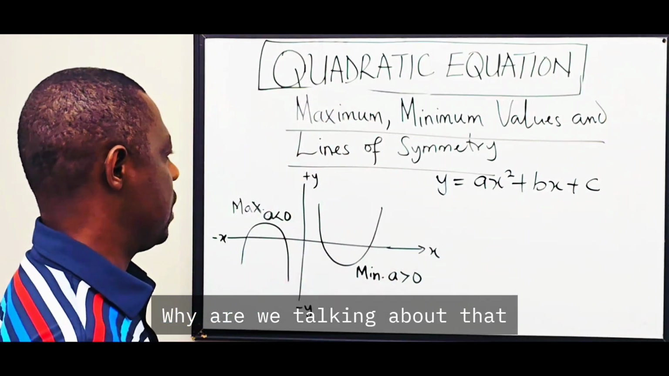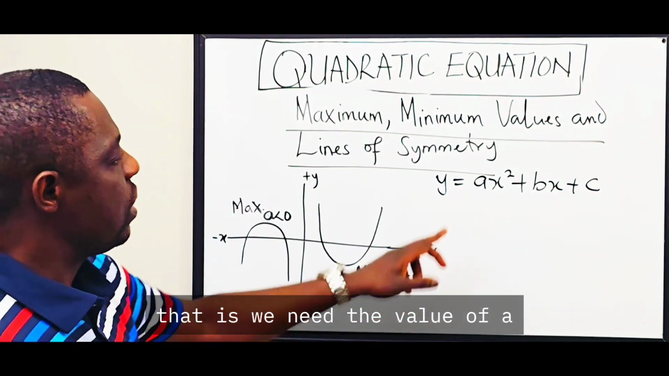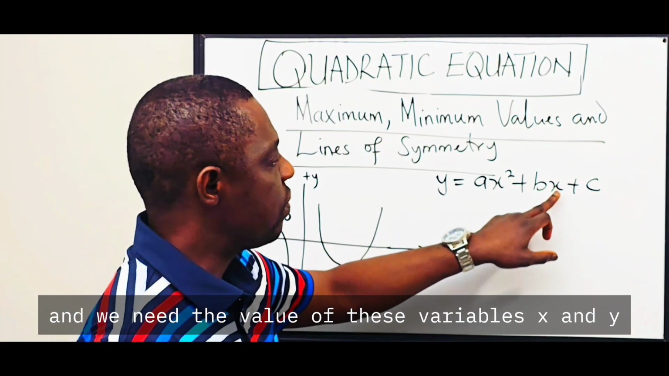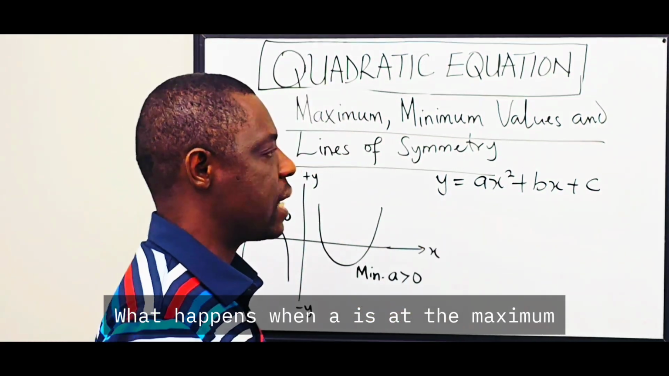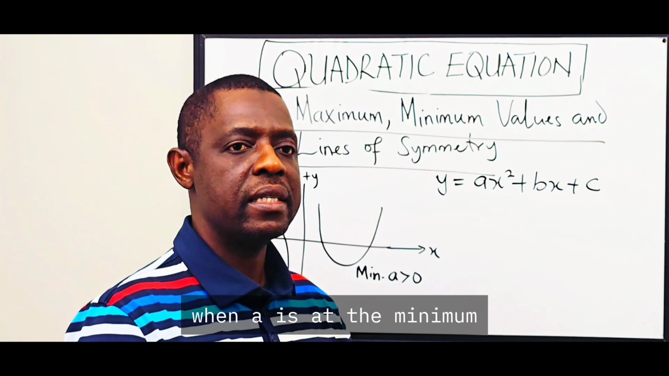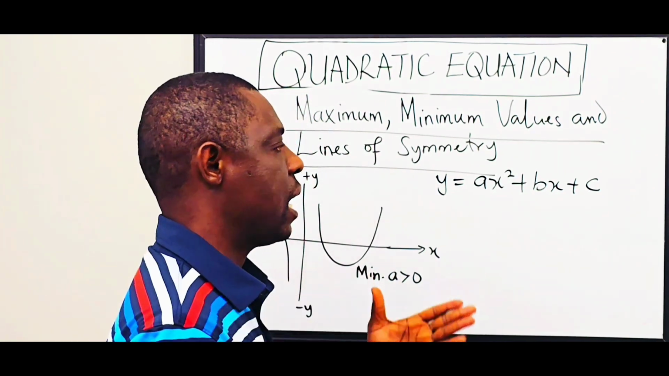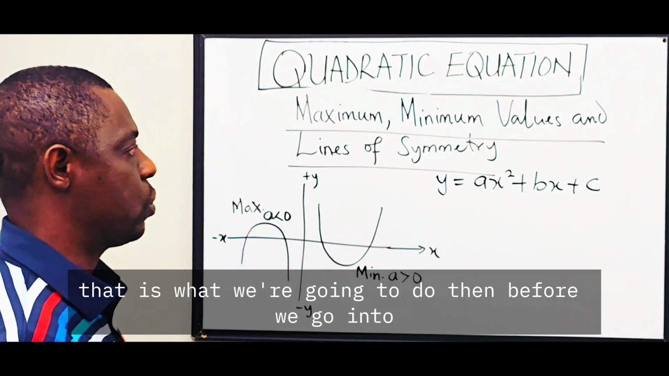Why are we talking about that? The reason is we need the value of a and we need the value of these variables x and y. What happens when a is at the maximum and what happens when a is at the minimum? What happens to y and what happens to x? So that is what we're going to do.